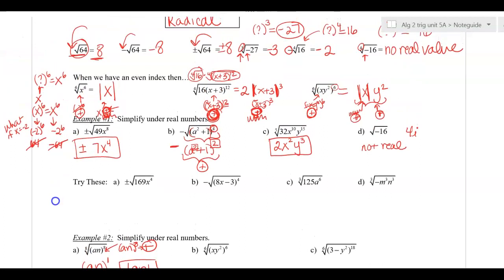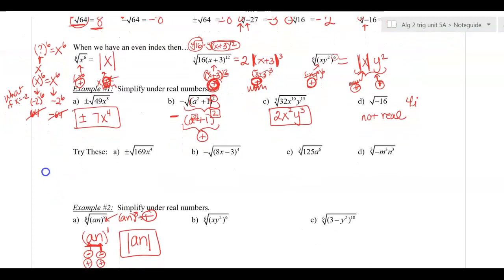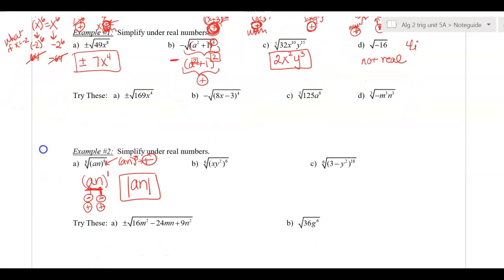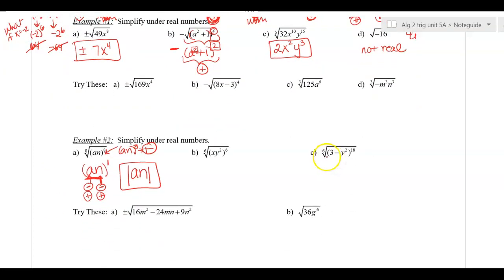I'm not going to do part B because it's the same as what we did previously up here, so there's no need to repeat it. For part C, I'm taking the 6th root of something to the 18th power, so that would leave me with that quantity to the 3rd power.